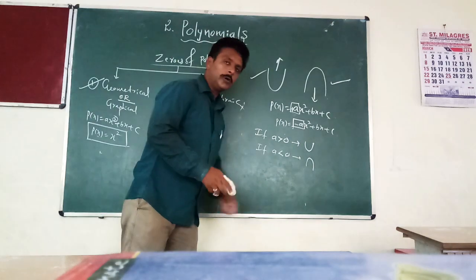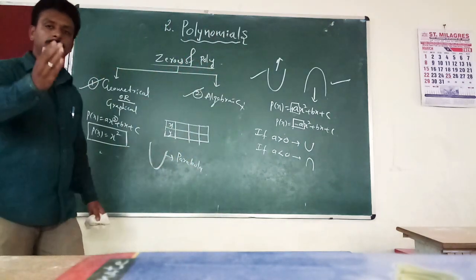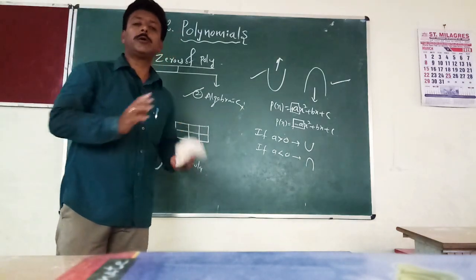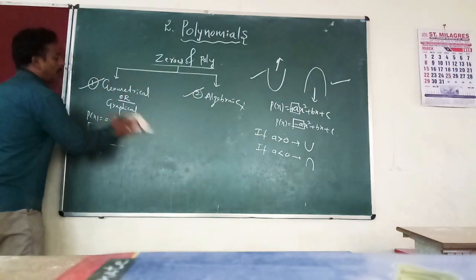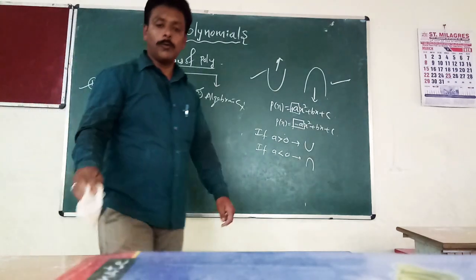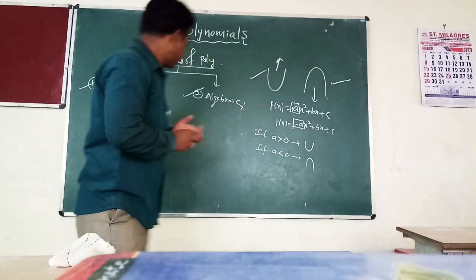After drawing both graphs, we have to observe where the graph cuts the x-axis. Where it cuts, that only gives us the zeros of the polynomial. So all of you remember, to find the zeros of the polynomial, you only have to observe where it is intersecting the x-axis.